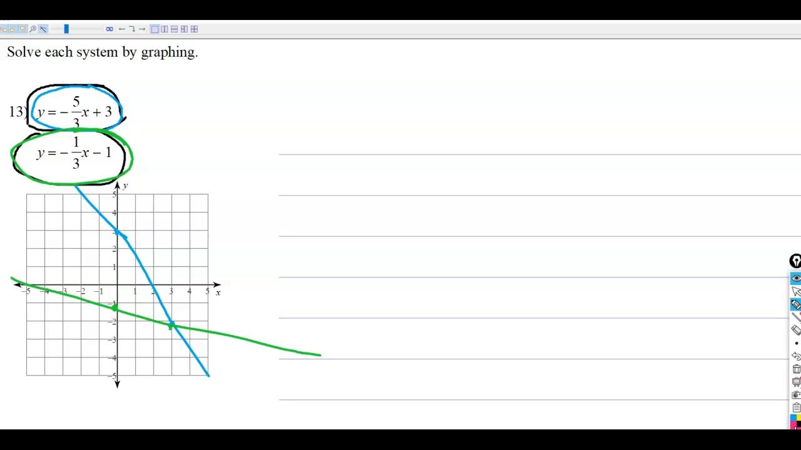And the way that you solve a system of equations is basically you're looking for the x and the y that works for both equations. Now, any point that is on the line works for the equation. So, in this case, the point that is on both lines is the point where they cross at. And so that is the solution. The solution would be 3, 2.